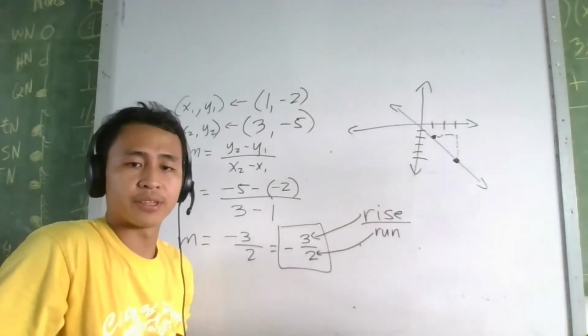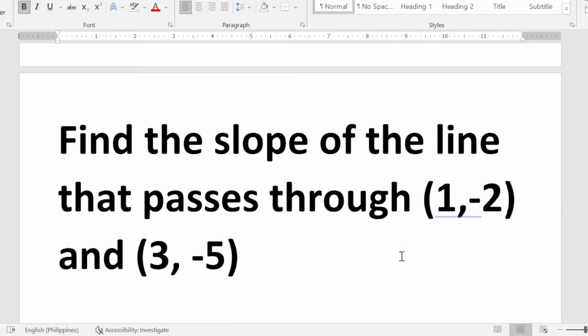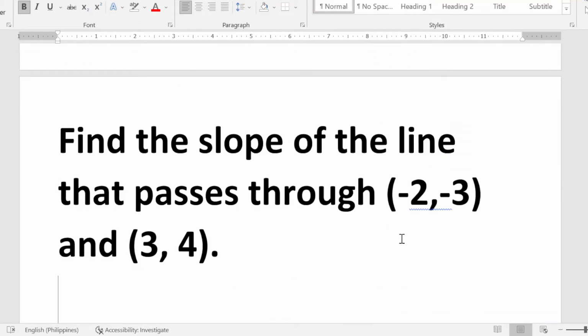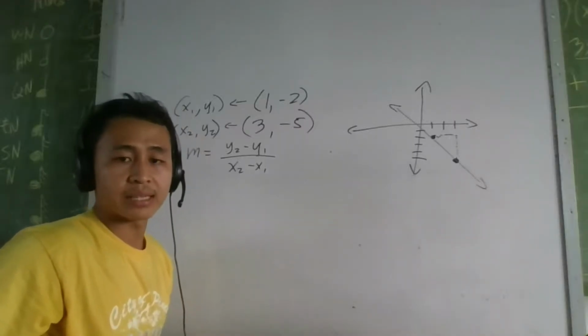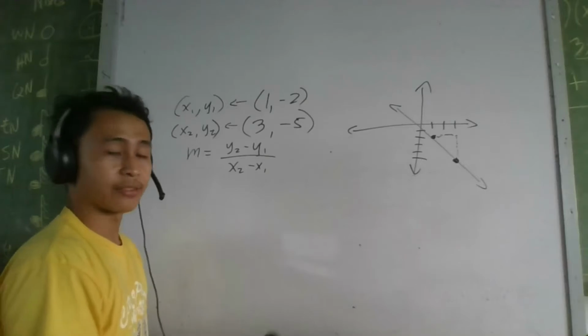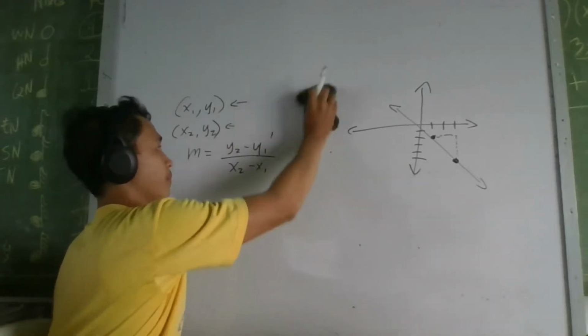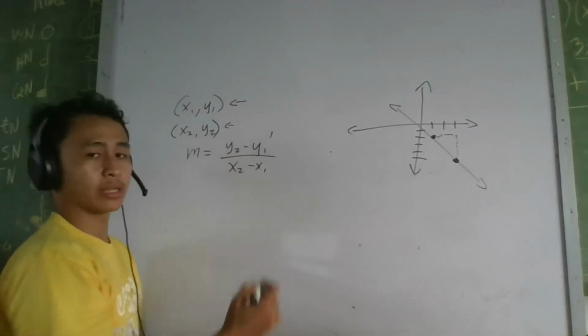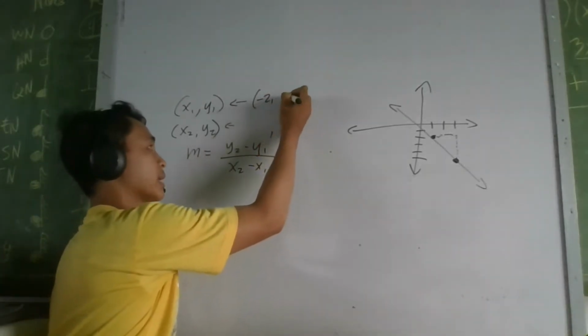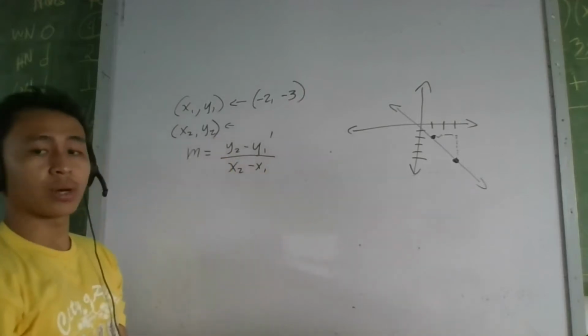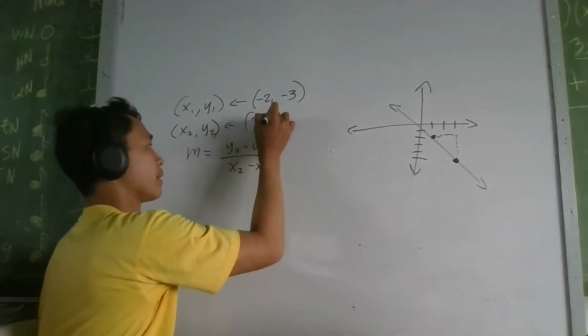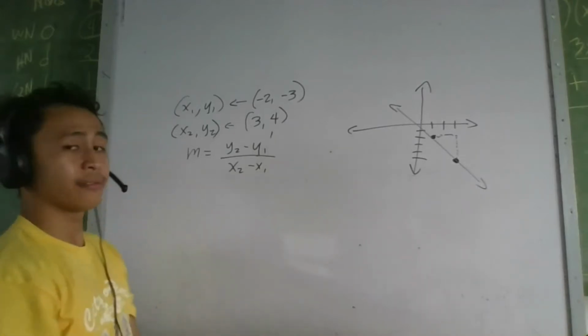Let's have another problem for this one. Another example, students, is find the slope of the line that passes through, okay, that passes through negative 2, negative 3, and 3, 4. Okay? So that would be, given natin is negative 2, negative 3. So let's say erase this one. Okay, let's say yung x sub 1, y sub 1 natin is negative 2, negative 3. Okay? Then yung x sub 2, y sub 2 natin is 3, 4. Nakuha? So find for the slope.